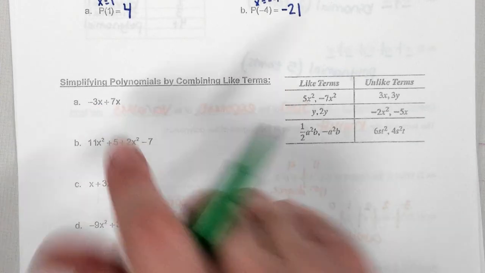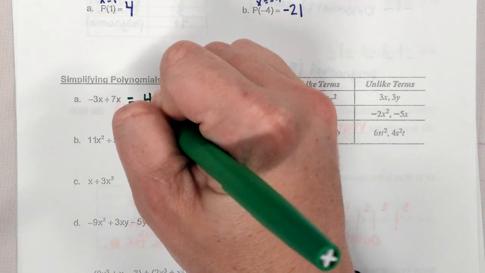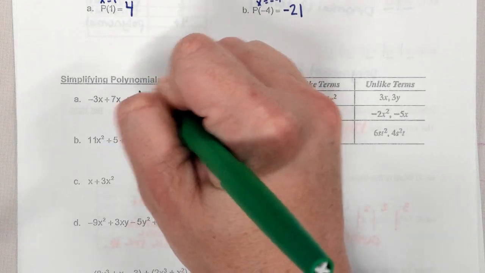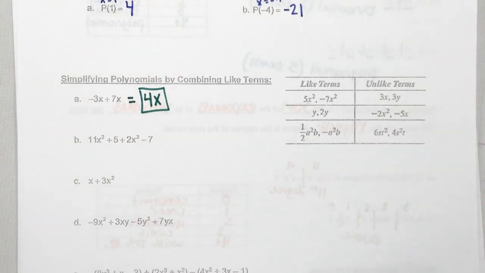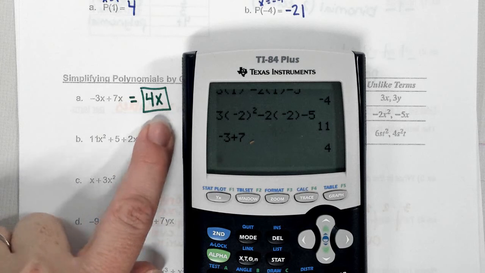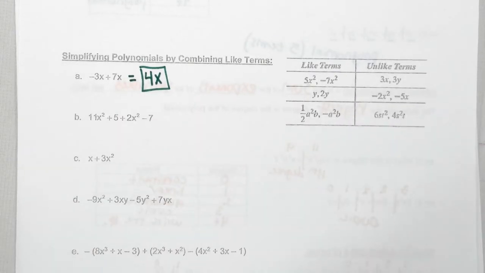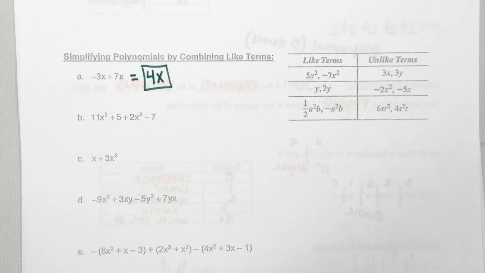Okay, so knowing that, are these like terms? So, can I combine them? Yes. And what's negative 3x plus 7x? 4x. Now, if you want to type these in your calculator, you can, but you cannot type the x in your calculator. So you can only do negative 3 plus 7, and you just have to remember to put the variable back. Yes?